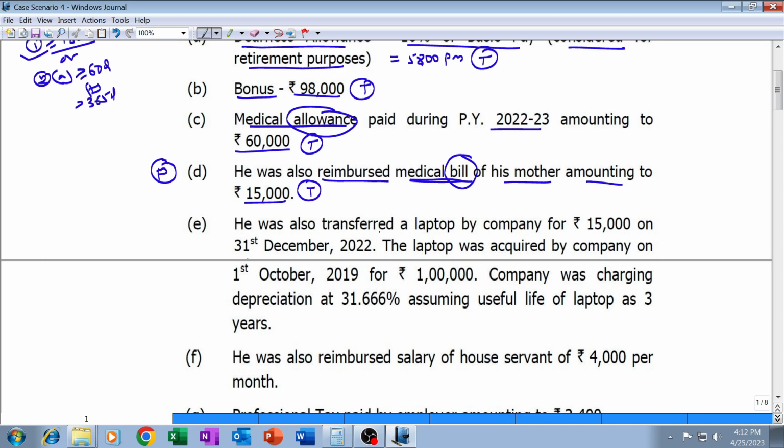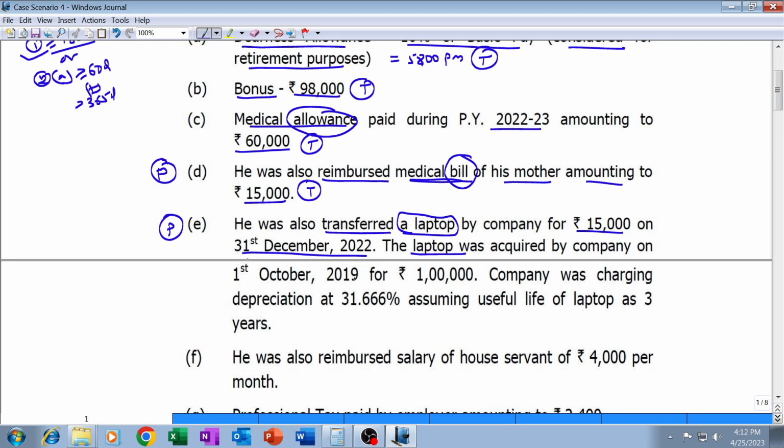E point, he was also transferred a laptop. Well, laptop is transferred, that means sold to him. It is not given for using, it is sold by the company for 15,000 on 31st December 22. This will have to be calculated. This is a perquisite, so I am writing perquisite here.